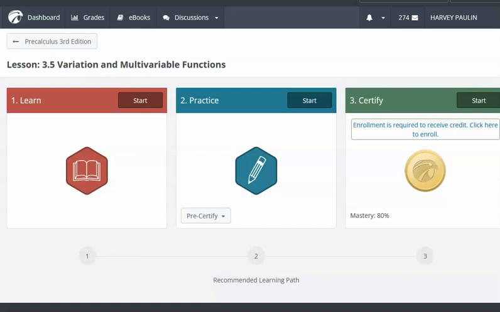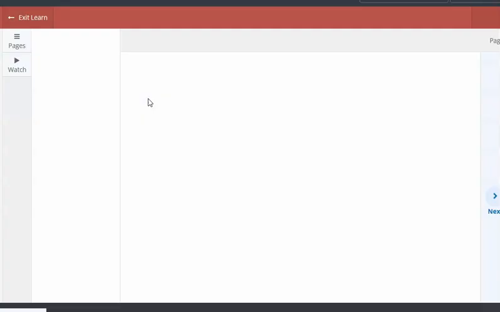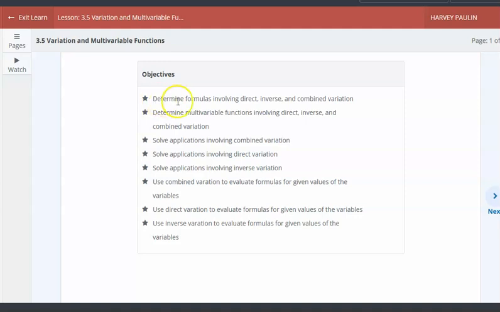Going on now to topic 3.5, variation and multivariable functions as we start our learn. Now, these are the objectives. You might pause and look through them.